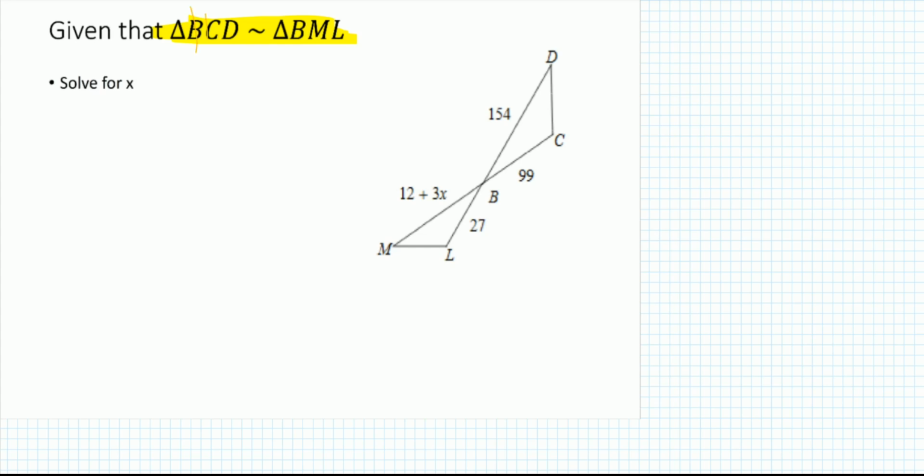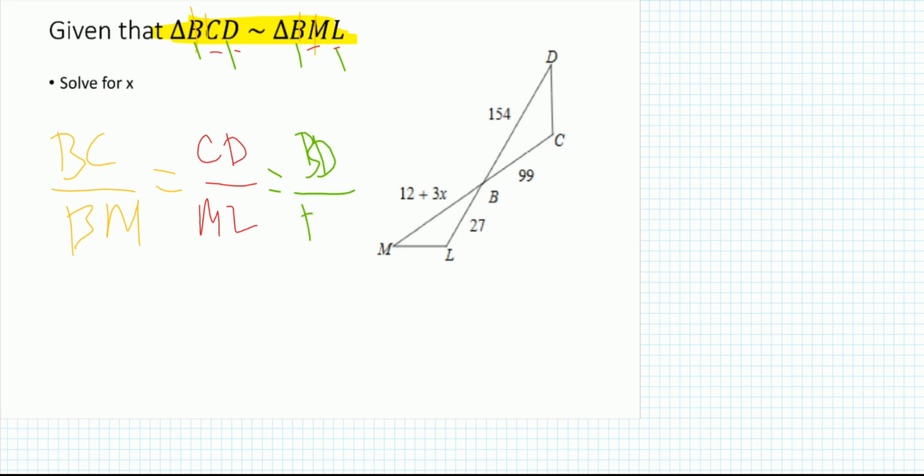So BC is now going to go with BM. Okay, so that already changed from the previous problem. And then CD is going to be proportional to ML. And then the last one is going to be, what is that? BD is proportional to BL.